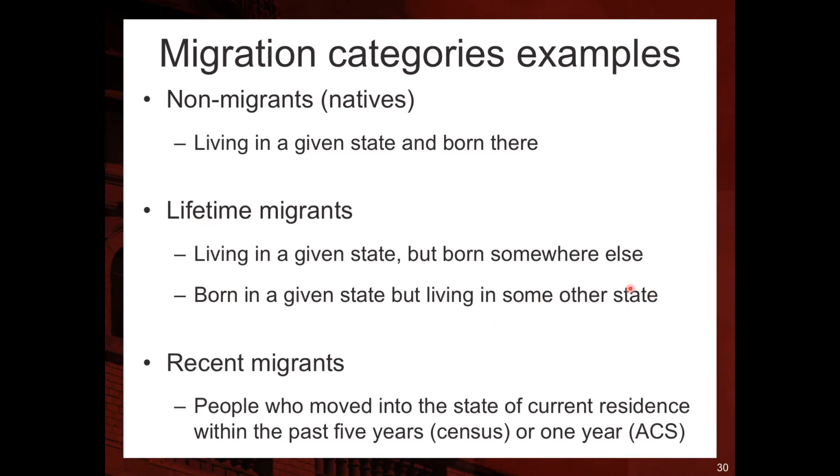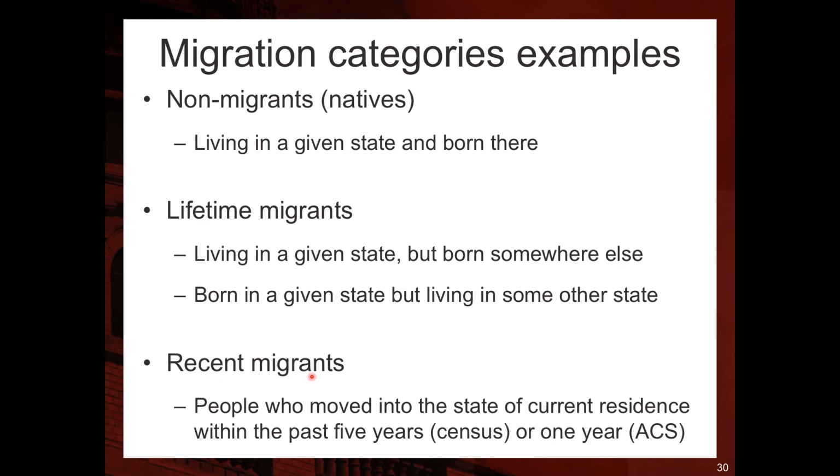And here again, I'm talking about migration from state to state as an example, but I'm also not considering migration from other countries to the US because in this chapter we are focusing on internal migration. So these are just examples of how we can generate this migration status variable.